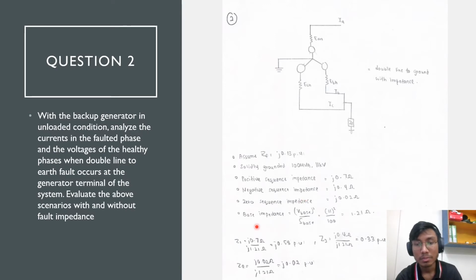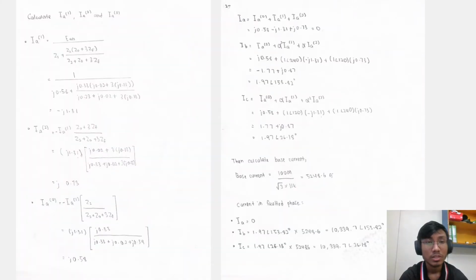To calculate the base impedance, we use the V base and S base assumed, and we obtain the value in ohm. Then we calculate Z1, Z2, and Z0 using the impedance and the base impedance. First, we calculate the sequence currents IA1, IA2, and IA0 using the given formulas. We plug in the value of EAN, which is equal to 1, and all the impedances into the formula to obtain these answers.